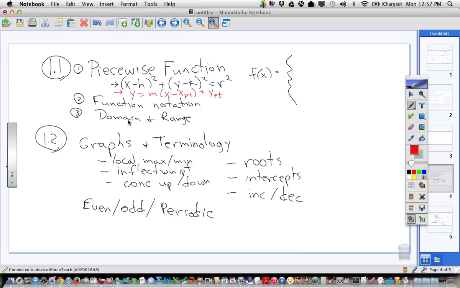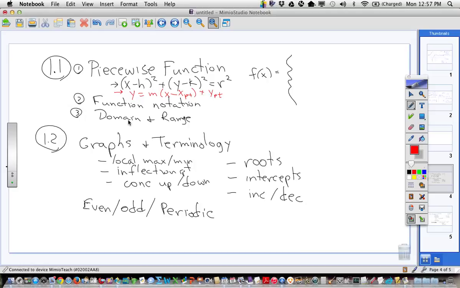That kind of, just simple using function notation kind of stuff there. Okay, then we got into section 2, and that's when the focus was on graphs. The focus there was on graphs and the terminology that goes with graphs. And that's where we learned about local max min, inflection points, concave up, concave down, roots, intercepts, increasing, decreasing. Probably left out something there. And you saw a lot of that on today's homework.